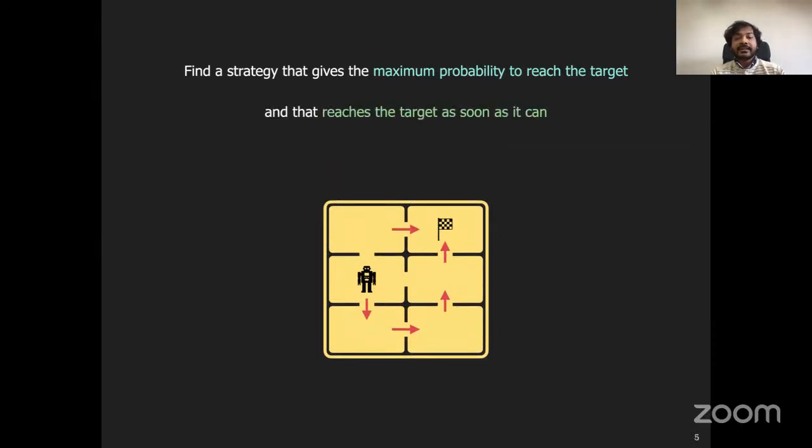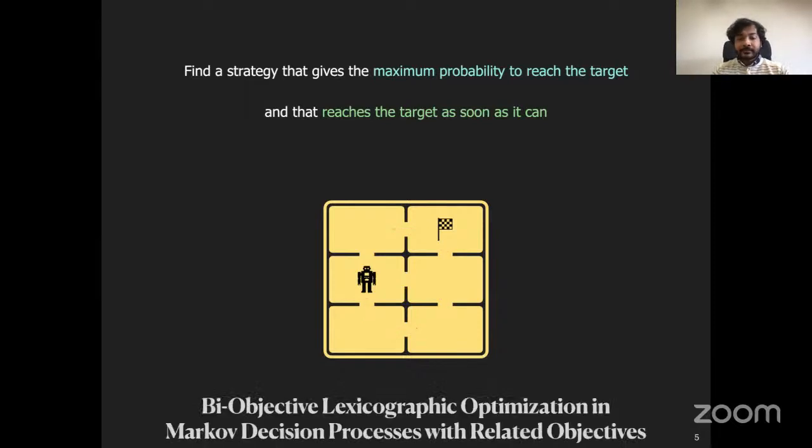For this, we can consider that we first want to maximize the probability to reach the target, but once that is achieved, maybe we also want to reach the target as soon as we can, right? And with this second objective in the picture, you clearly see that from here, it is now better for the robot to go up and then go right, because it will still maximize the probability and it will, of course, reach the target sooner than this red strategy. So this strategy vanishes.